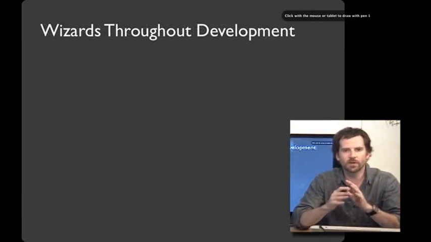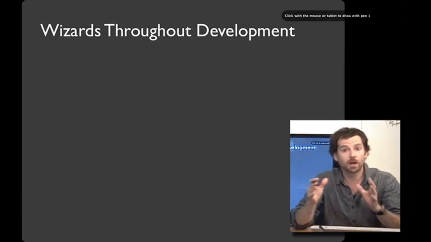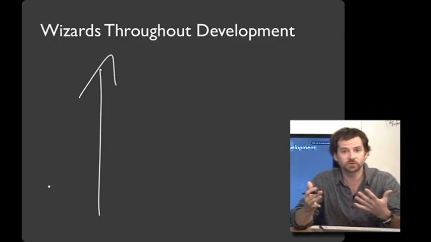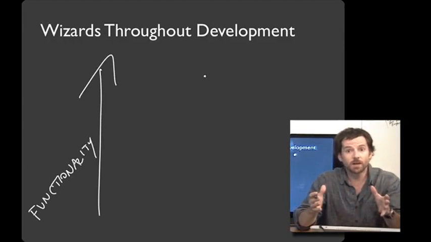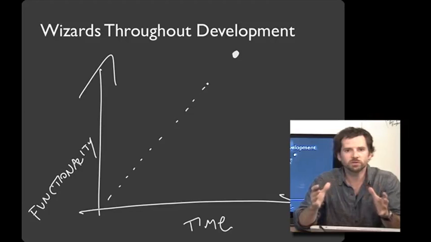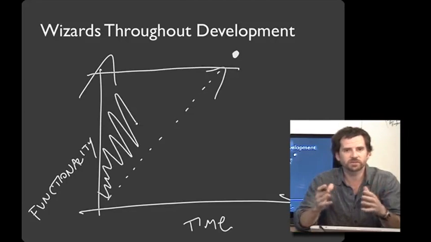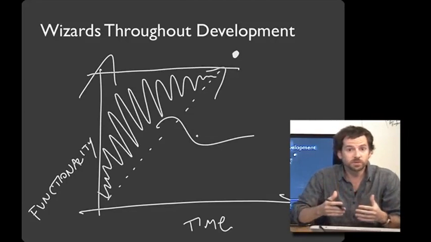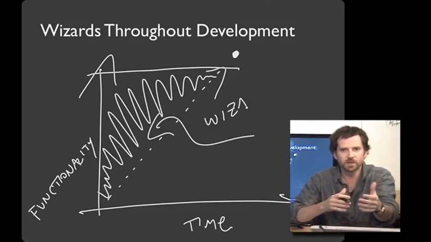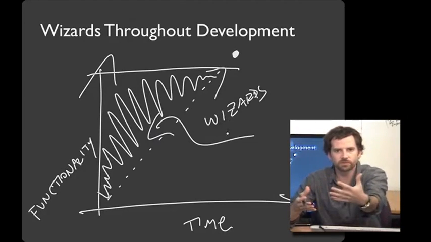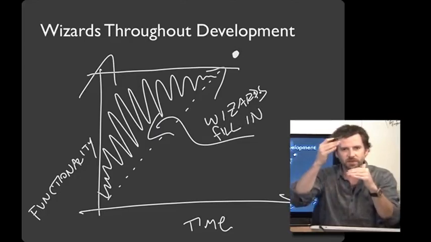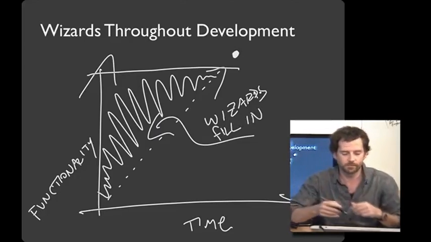You can use wizards throughout the entire development of your software, not just at the very beginning. And so if you have the fully functional software here, and over time you move towards that, you can use wizards to fill in the gap of whatever's not built at that time. So the wizard may do all of the interaction at the very beginning, and then as you get closer and closer to a final project, you can have it just fill in only the parts that aren't done yet.